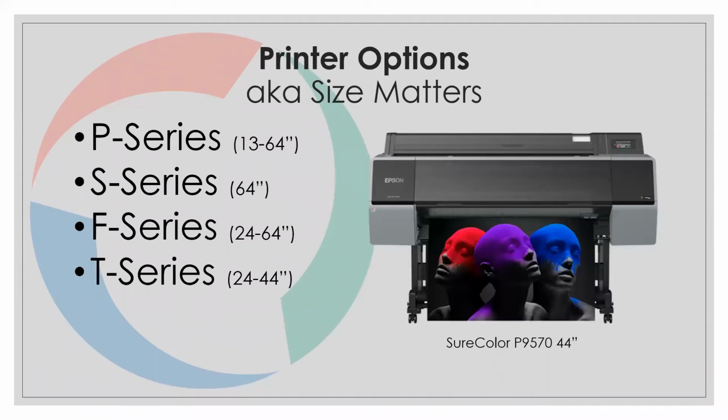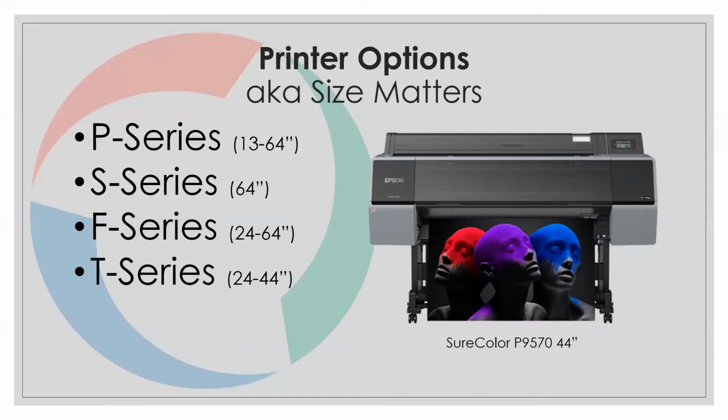One, we need to know what we're working with, like a P-series, what profile are we going to work for? Are we printing to canvas? Are we printing to a luster paper? And also we need to know what size we're working with. So as you can see, these P-series can range from 13 all the way to 64 inches. The S series, if you're working with an eco solvent, is always going to be in that 64-inch range.